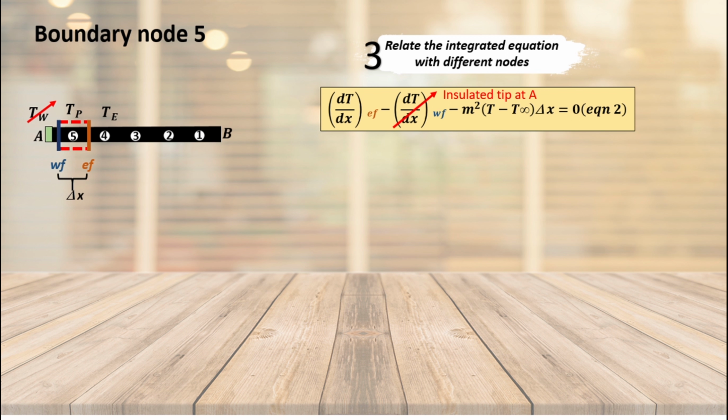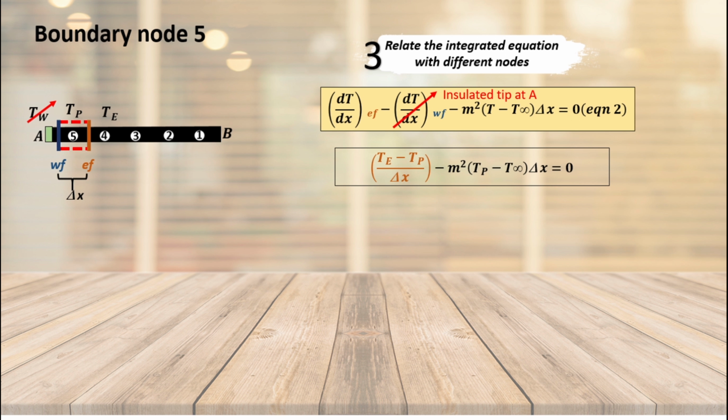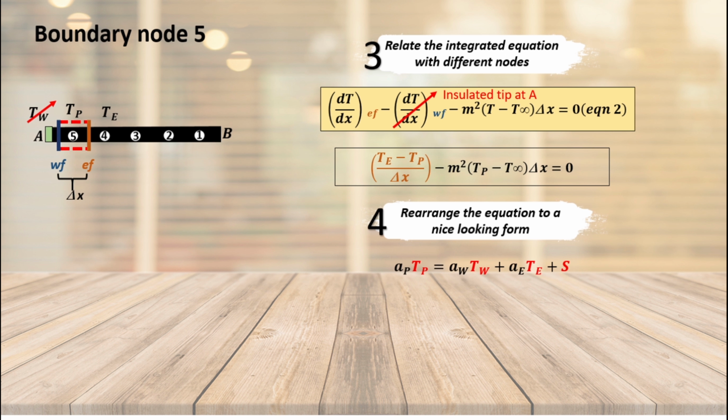So now our equation 2 becomes dT over dx at the east face, which is equal to Te minus Tp over delta X. And the rest of the equation stays the same. Now you know the drill. We're going to rearrange the equation to the nice looking form again. And we can automatically eliminate Tw terms because we don't have a point that is located at the west side of node 5. We still have a source term, and after rearranging, this is what we have.